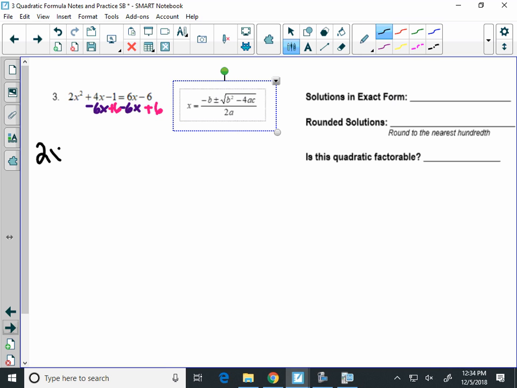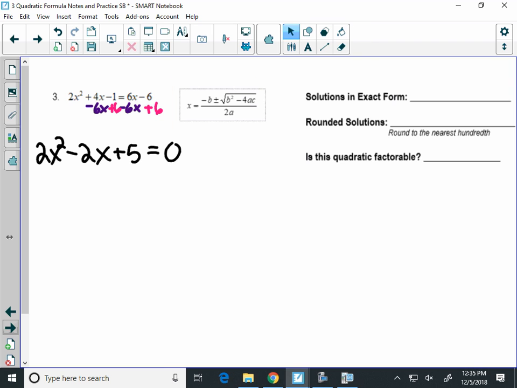And what quadratic do you get? 2x squared minus 2x plus 5. Yep, equals 0. Now that you are set equal to 0, you can go ahead and use the quadratic formula here. So this will be the last one that we do in our notes, because I think once you know the quadratic formula, it's a little tedious there. So A is 2, B is negative 2, and C is 5.